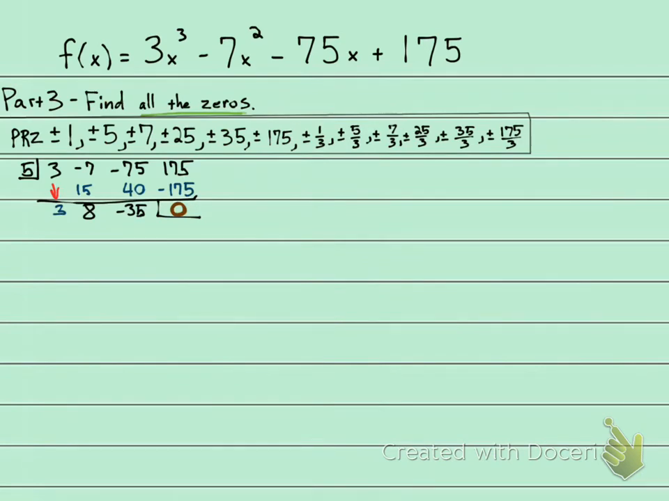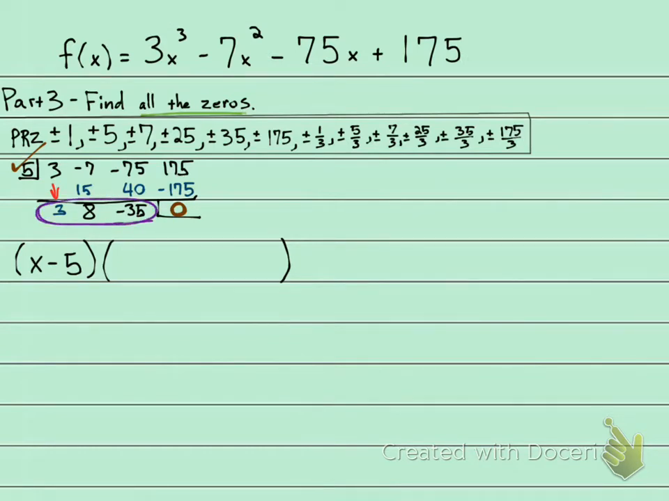Now, I figured out my possible rational zeros. It's this big long list here. And then using synthetic division, I found out that 5 is in fact one of my zeros. Now what that means is that I have a factor of x minus 5. And that divides into this original polynomial up here. And when it does, what I'm left with comes from these 3 numbers.